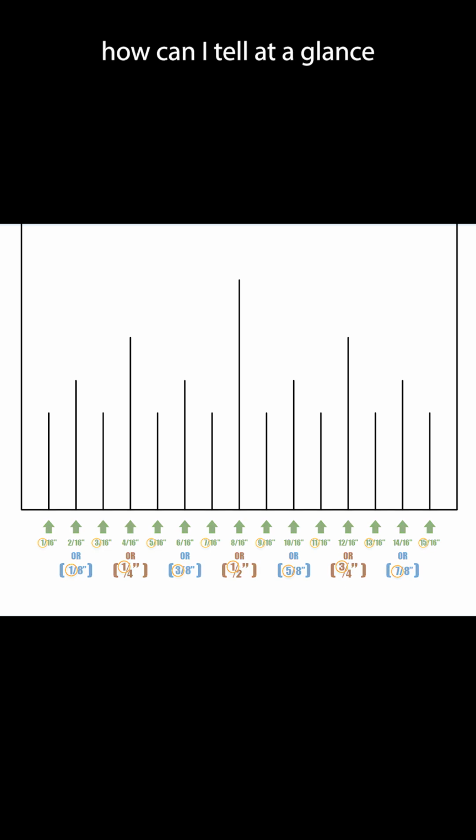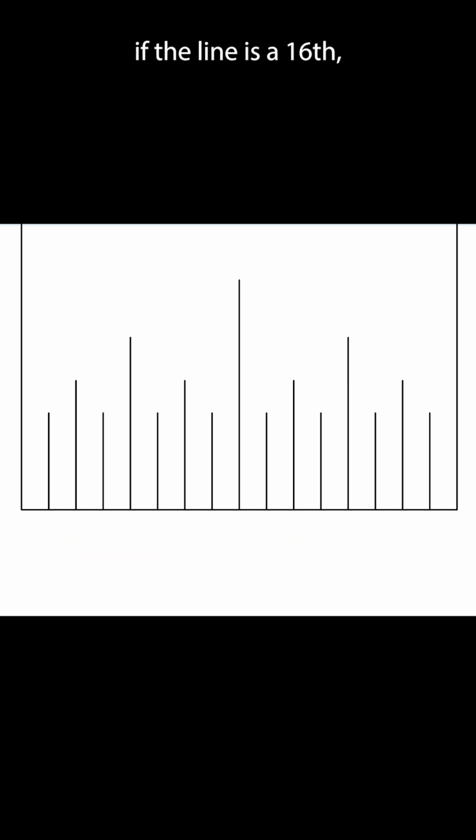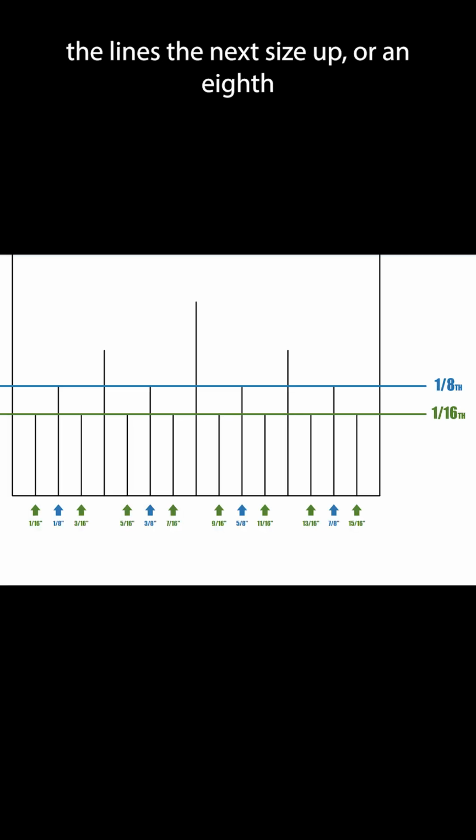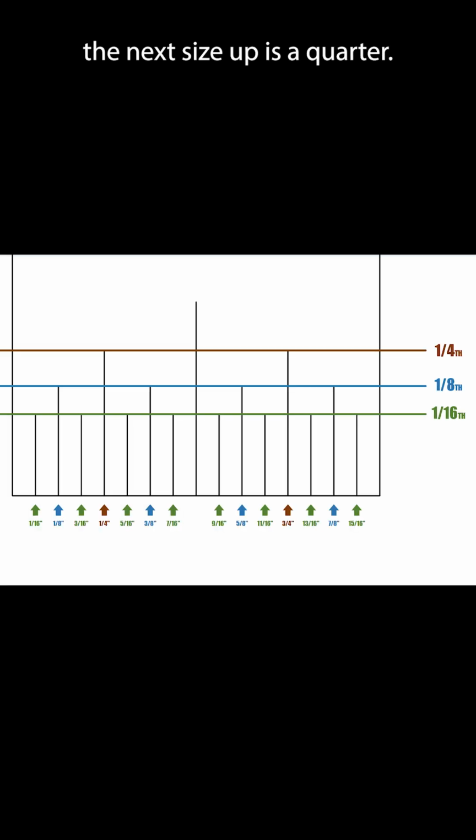So you may be asking, how can I tell at a glance if the line is a 16th, an 1/8, a 1/4, or a 1/2? The shortest line is a 16th, the lines the next size up are an 1/8, the next size up is a 1/4, and finally, the largest is a 1/2 inch. And of course, the 1-inch lines go all the way across the tape.